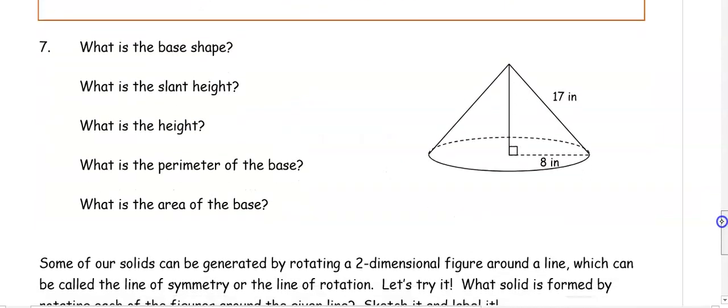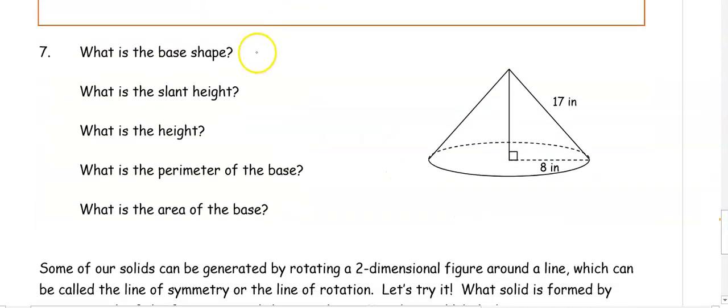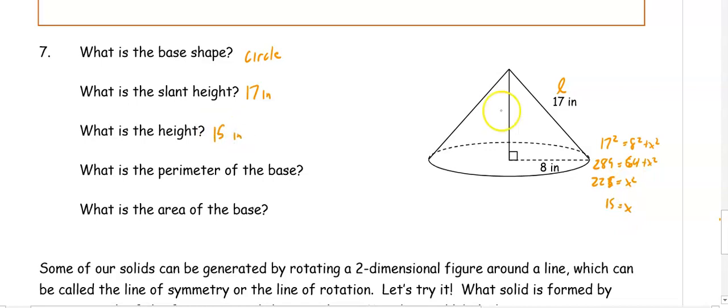So in number 7, what shape is our base? Well, our base is a circle. What is the slant height? So they already gave us the slant height. The slant height is going to be 17 inches. What is the height? So we have to do Pythagorean theorem to get the height. So we have 17 squared equals 8 squared plus x squared. 289 is equal to 64 plus x squared. 225 is equal to x squared. So x is 15. So our height would be 15 inches.